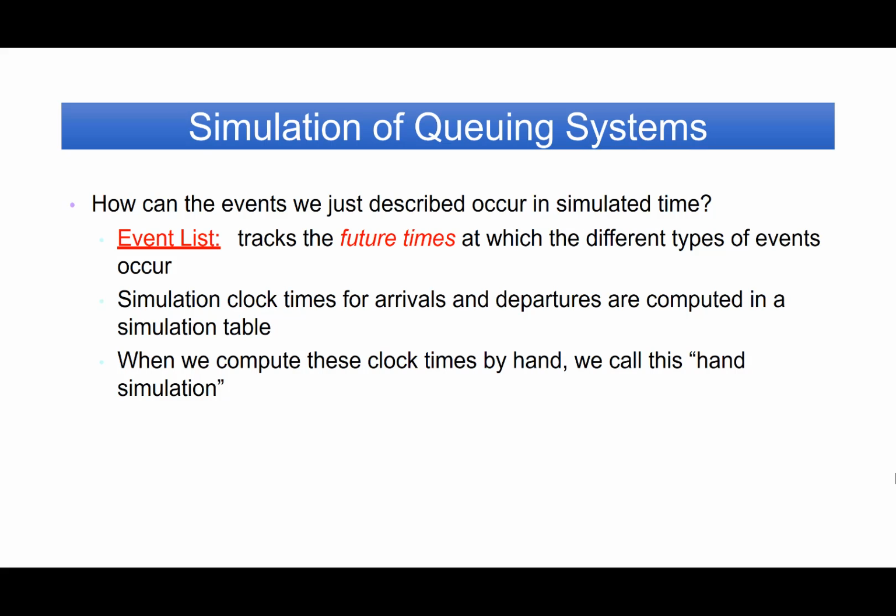So in simulating a queuing system, you must determine how the events we just described can occur in simulated time. That's where the event list comes into play. This tracks the future times at which the different types of events can occur. The simulation clock times for arrivals and departures are computed with a simulation table, and we can compute these clock times by hand, which we will call hand simulation.